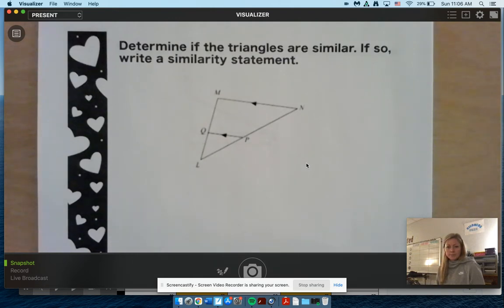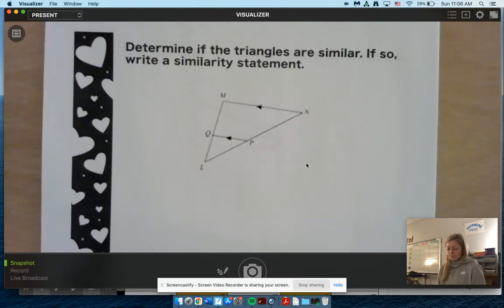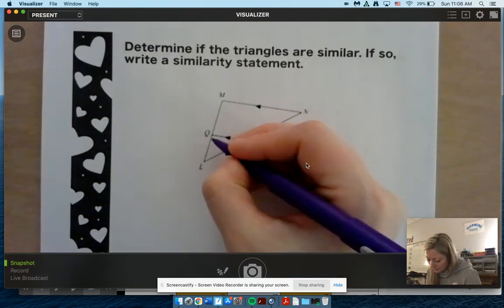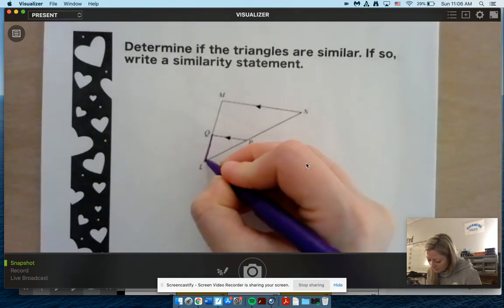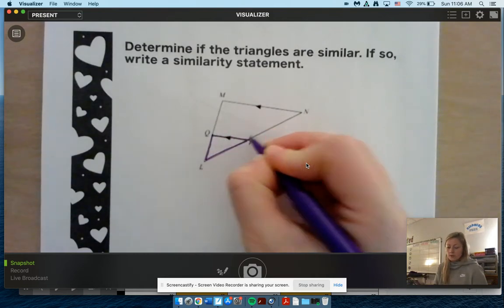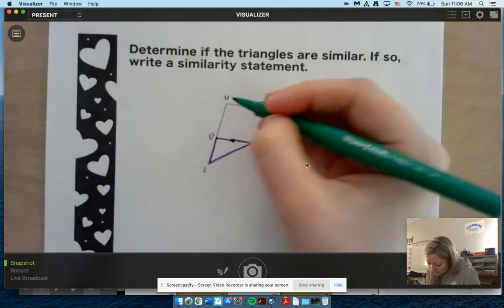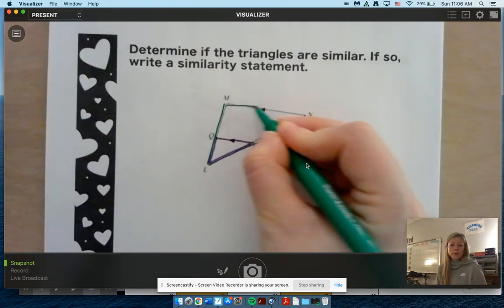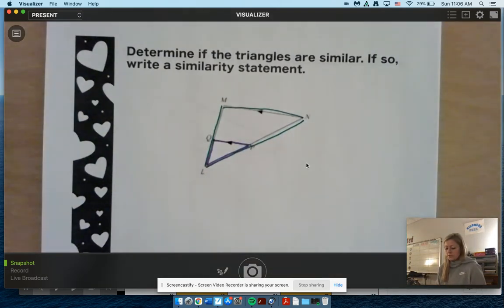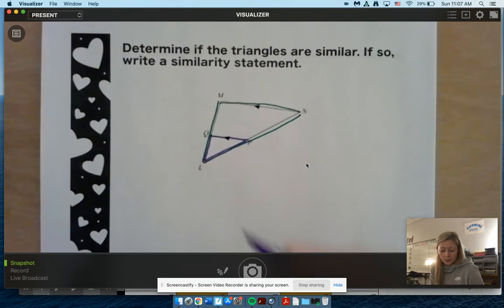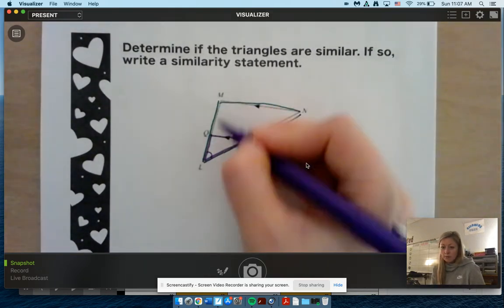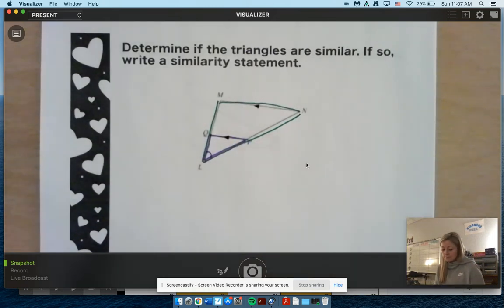Okay. Our next one here. Again, I'm going to trace out our two triangles just so we can all be on board together. We have a small one here, and then we got a big triangle. So we can all agree, I hope by now, that angle L is in both the big triangle and our small one. So that's one pair.